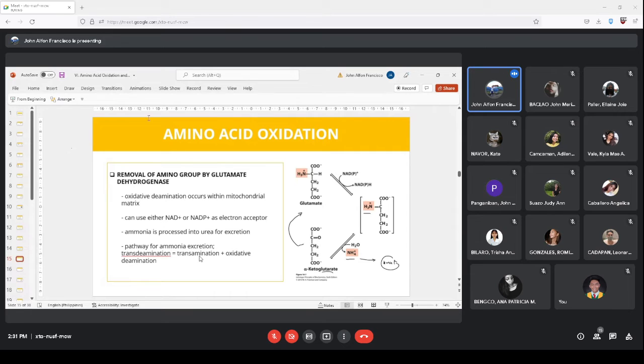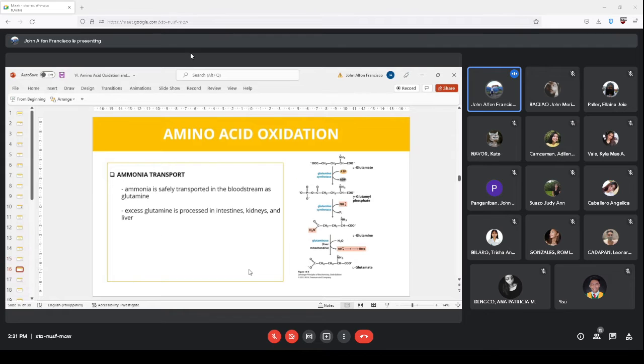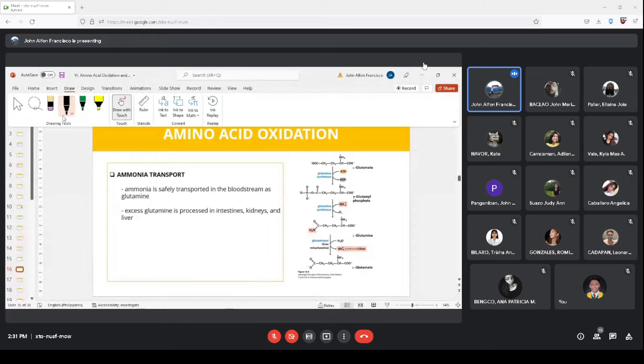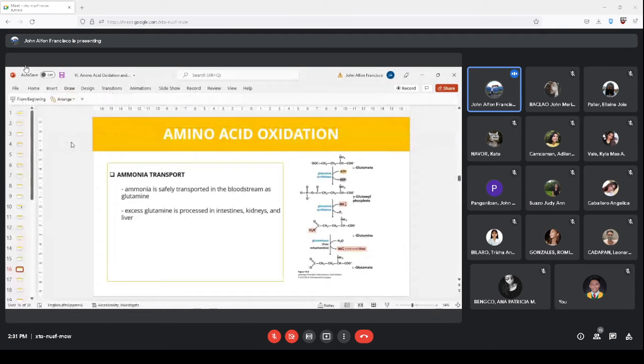The pathway for ammonia excretion is transdeamination. So that means lang na transamination and oxidative deamination. Okay? Ammonia is safely transported in the bloodstream as glutamine. Yun din yung mahalaga. Kaya mahalaga na ma-convert yung amino group into glutamine dahil iniiwasan ng body na magkaroon ng free ammonia sa labas ng cells niya, sa bloodstream. Kasi ammonia is a toxic compound. Okay?